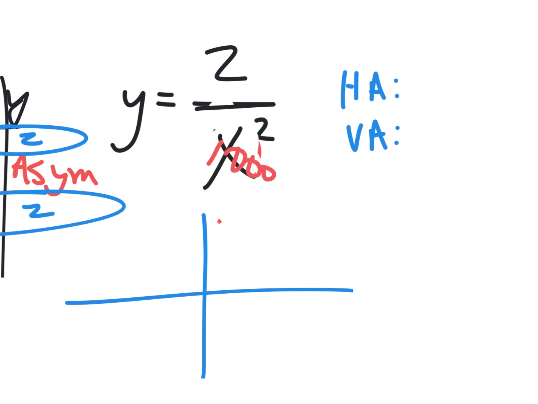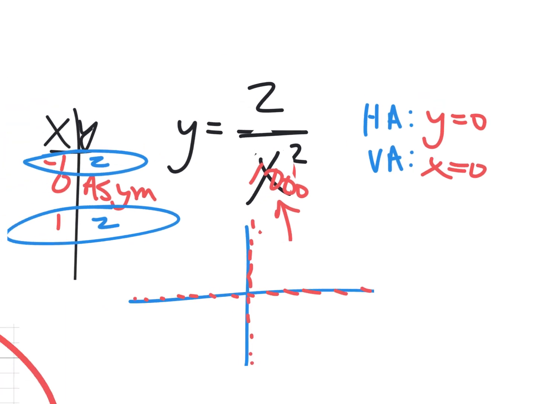It seems weird. But if you have 2 over a million, 2 over a million is pretty much 0. So you got y equals 0. And the verticals are what makes the bottom 0. What makes the bottom 0 is if you put in a 0. Asymptote, asymptote. These points, (-1, 2) and (1, 2).